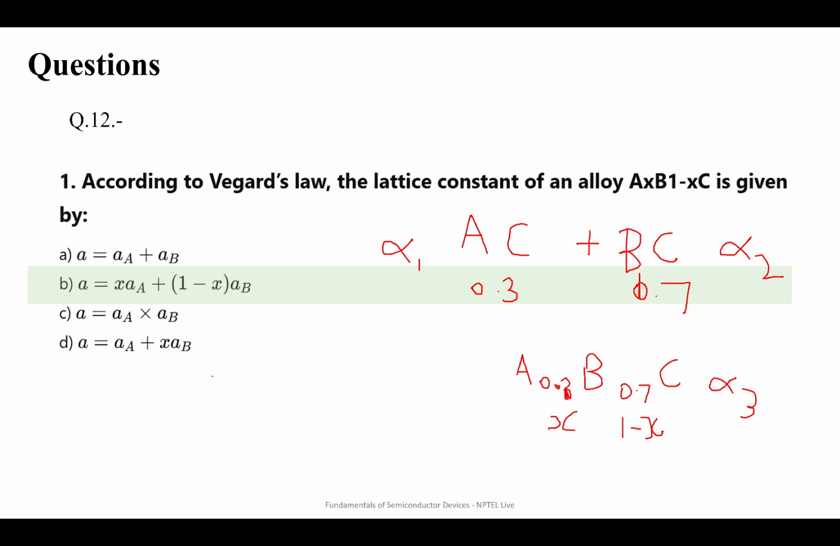So in this case, your alpha 3 will be 0.3 alpha 1 plus 0.7, which is 1 minus 0.3, alpha 2. Okay, okay, sir.